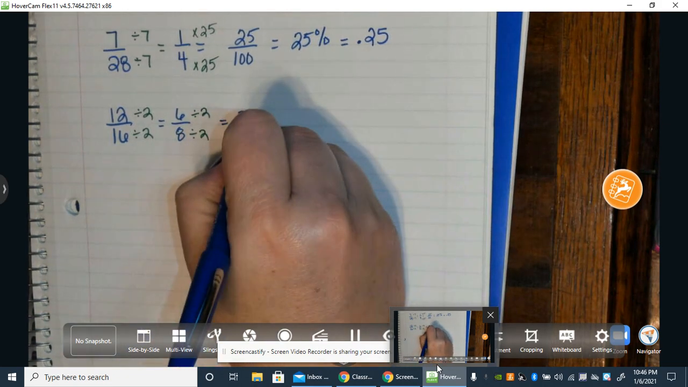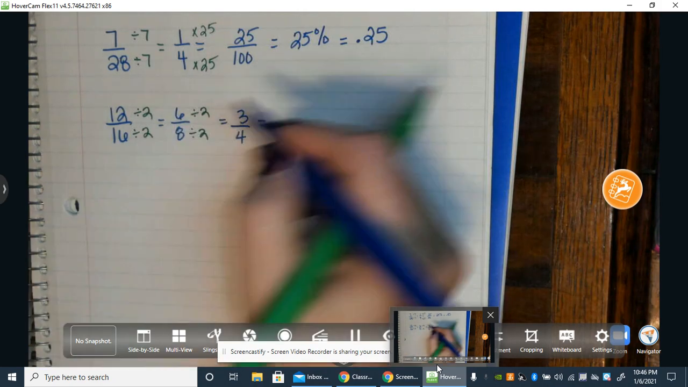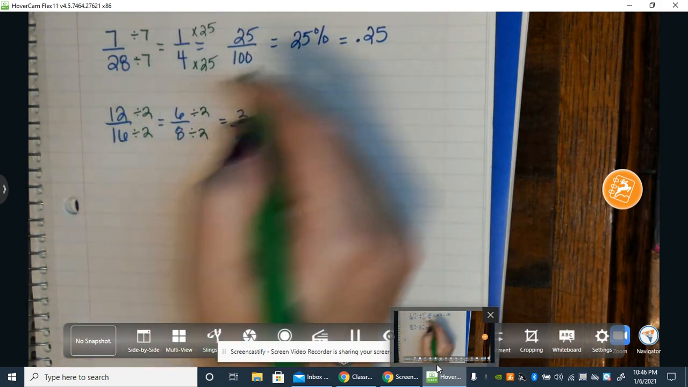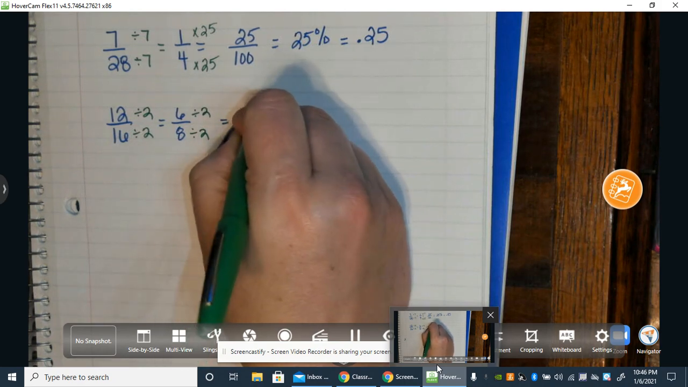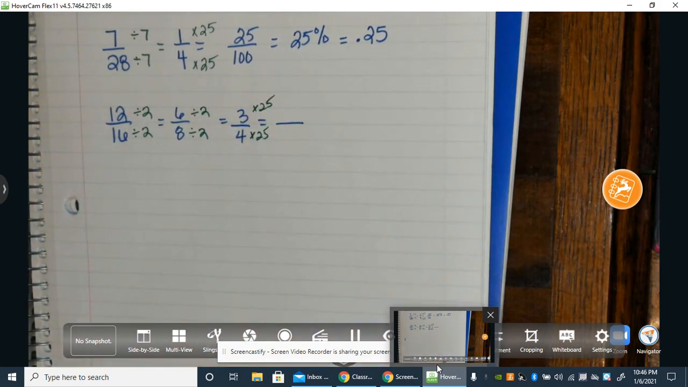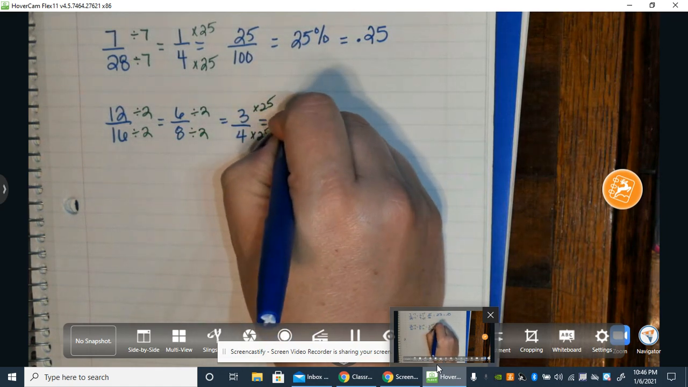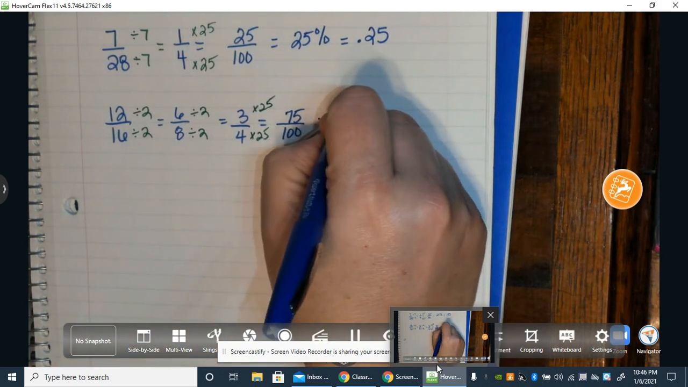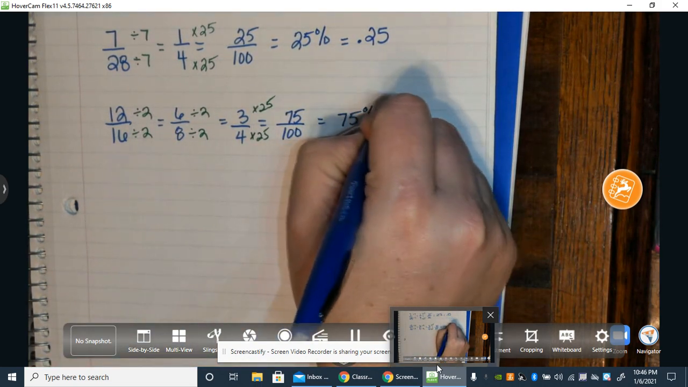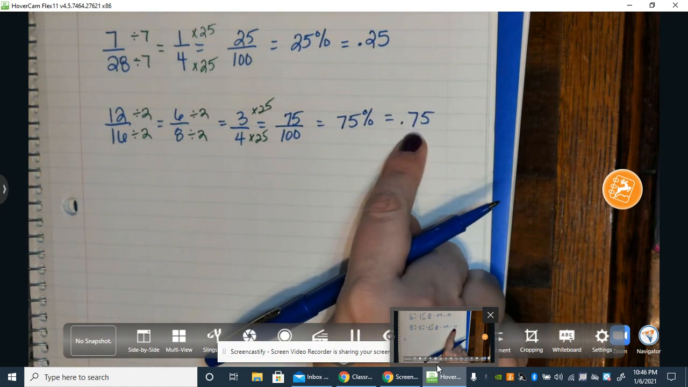Bam, bam, bam, benchmark fraction. So I can make that into 100, or I can memorize it, that I can multiply by 25, and 4 times 25 gives me 100. 3 times 25 gives me 75. So that benchmark fraction is 75 hundredths, 75%. And as a decimal, it's 0.75.